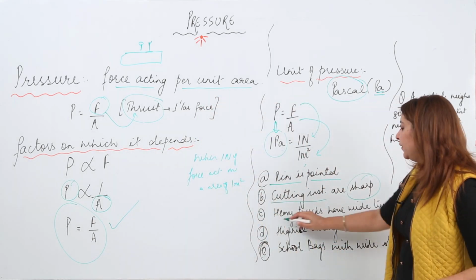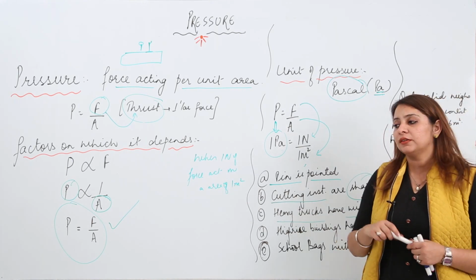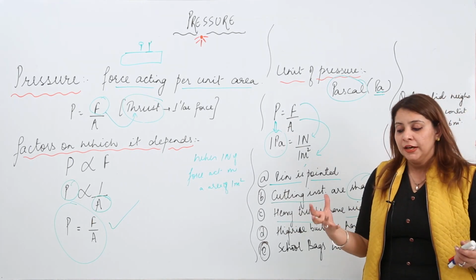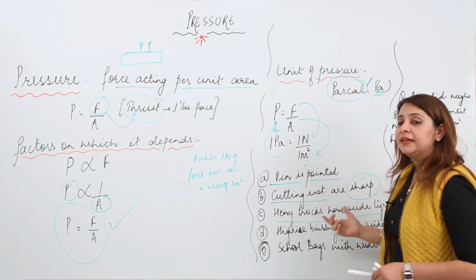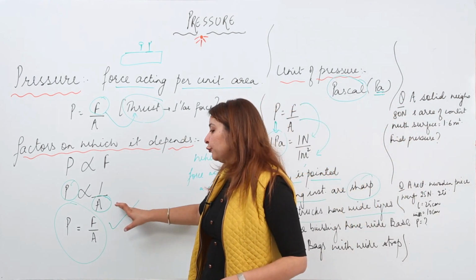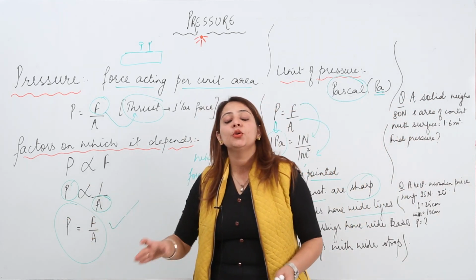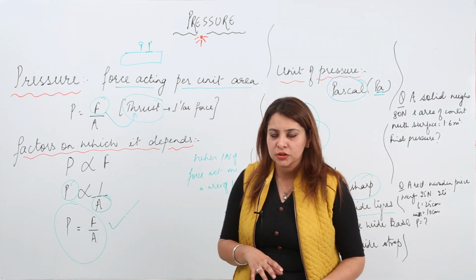Likewise, we know that heavy trucks have wide tires, and moreover they have 4 or 5 tires together. So again, wide tires means more area. More area means less pressure, and due to less pressure they will be able to move smoothly on the roads.